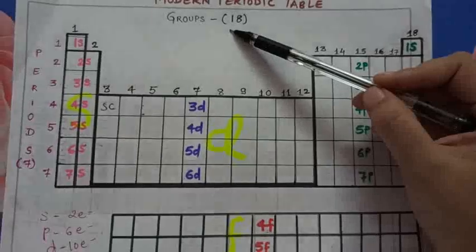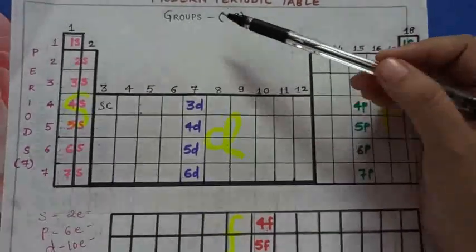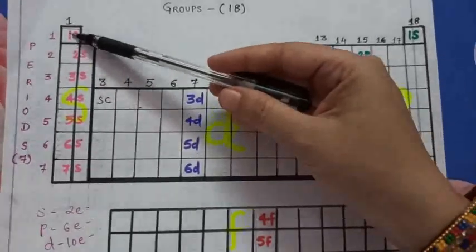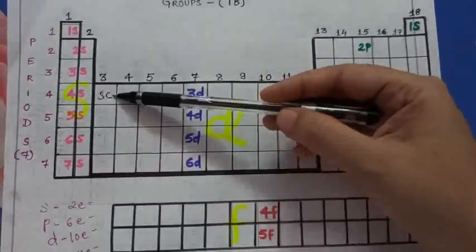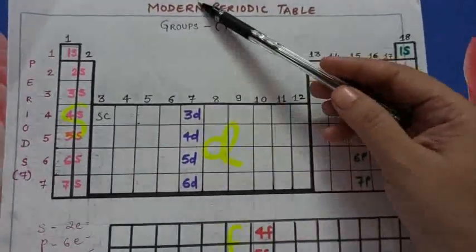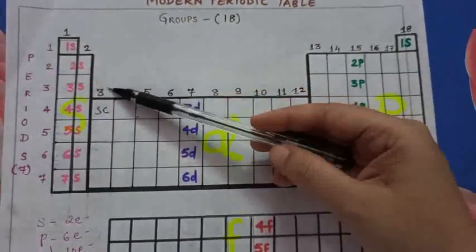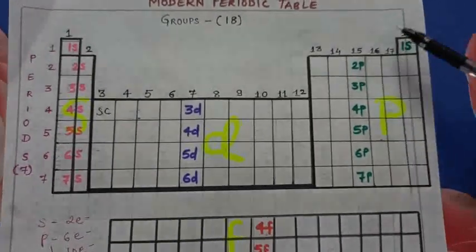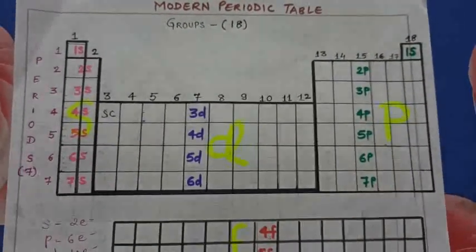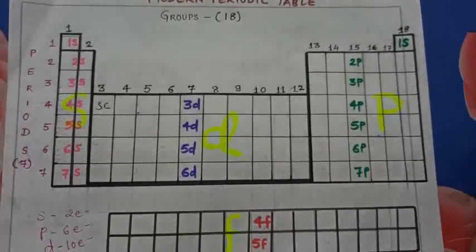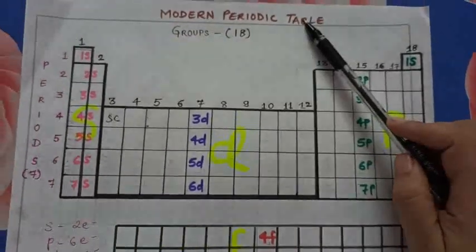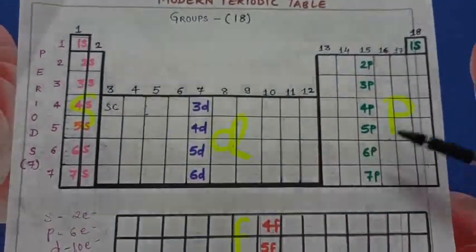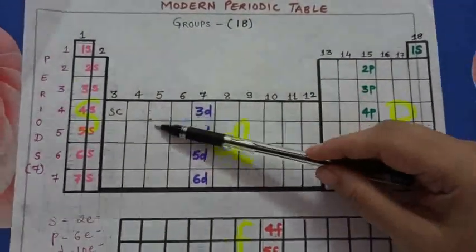When we talk about groups, in the modern periodic table there are 18 columns, or you can say 18 lines from top to bottom. These are vertical lines, numbered 1, 2, 3 from here till 18. So there are a total of 18 vertical lines called groups. In the modern periodic table there are 7 periods, which are the horizontal lines, and 18 groups, which are the vertical lines.